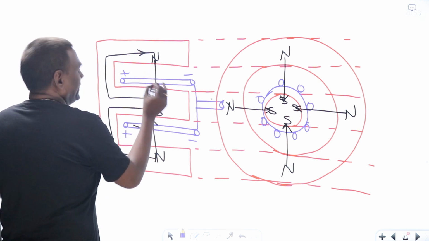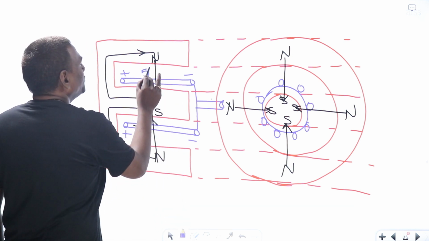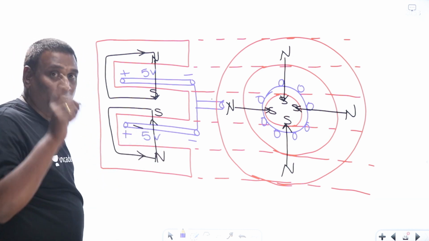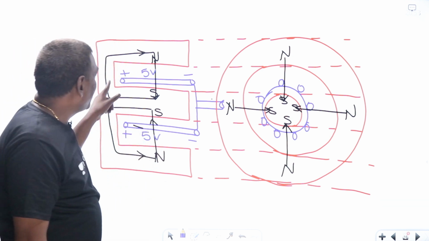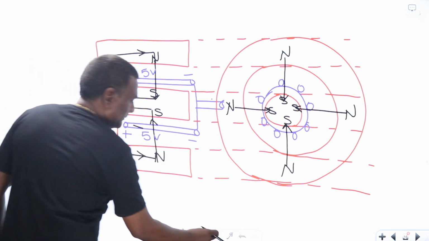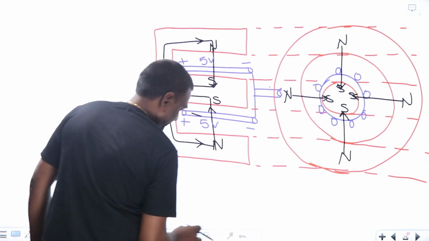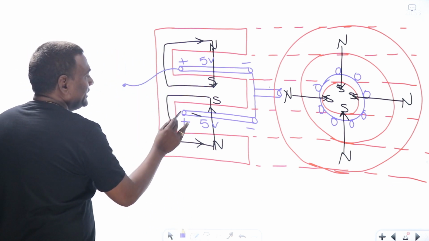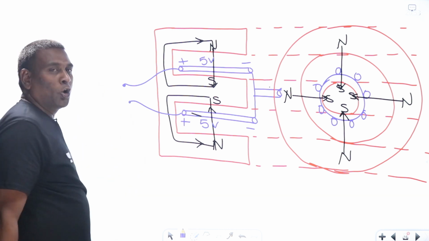Okay, here. Maybe in this case, let me take 5 volts is being generated here. 5 volts is being generated here. You have to focus here, please. If 5 volts is being generated here, 5 volts is being generated here. Now, if I take up the voltage from here, how much will be the voltage?